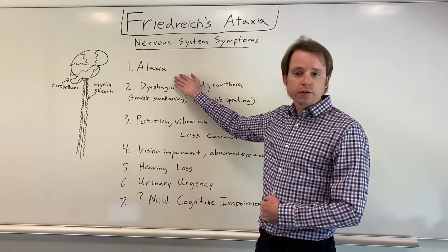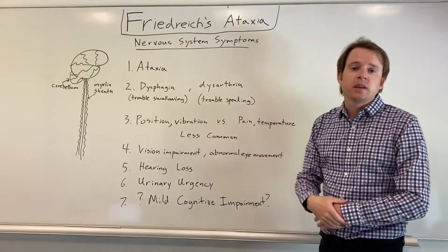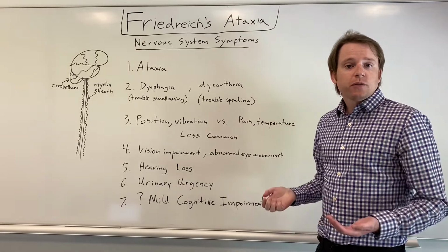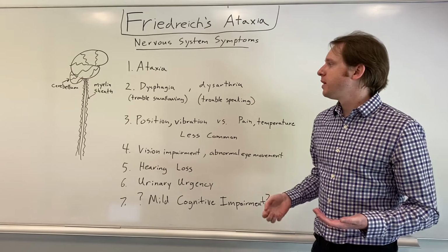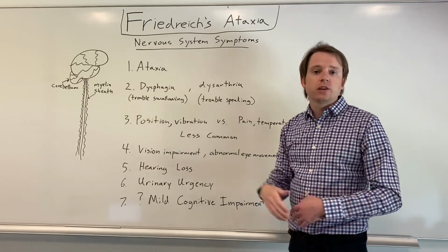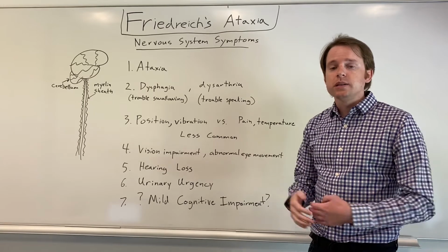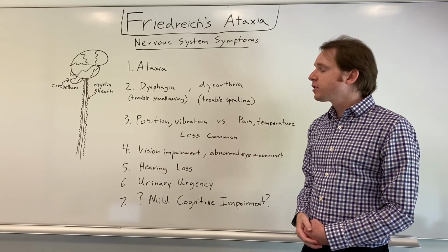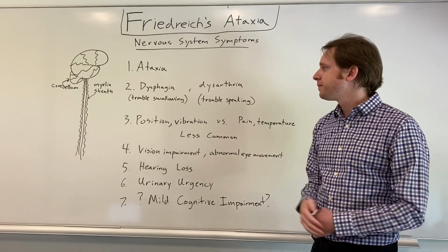Of course, our first symptom that we need to talk about is ataxia. It's in the name. Ataxia, as we talked about before, is that discoordination that patients have as a result of the impairment of that myelin in the cerebellum. Pretty much all patients who have Friedreich's ataxia develop this at some point, and it's often the first thing that brings them to the doctor's office in the first place.